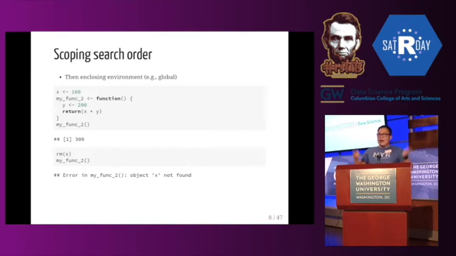So if it doesn't find that in the enclosing environment, it'll just keep going up and up. So if you can imagine having a function within a for loop that you're calling in the global environment, it'll just keep going up. But if it can't find it, you'll actually get an error, right? So that's what this last line is showing you.